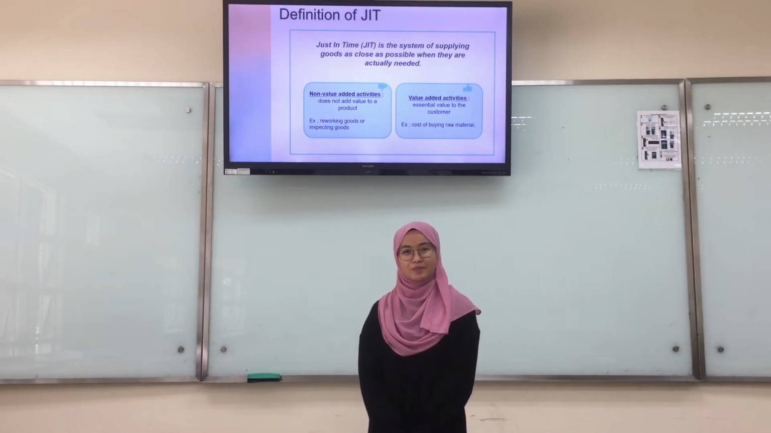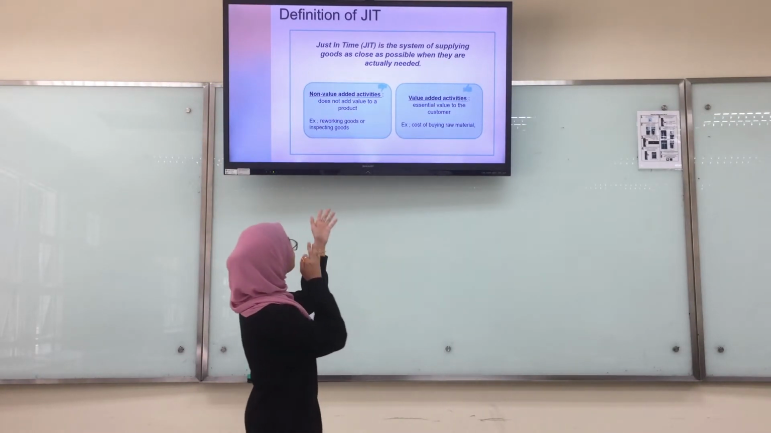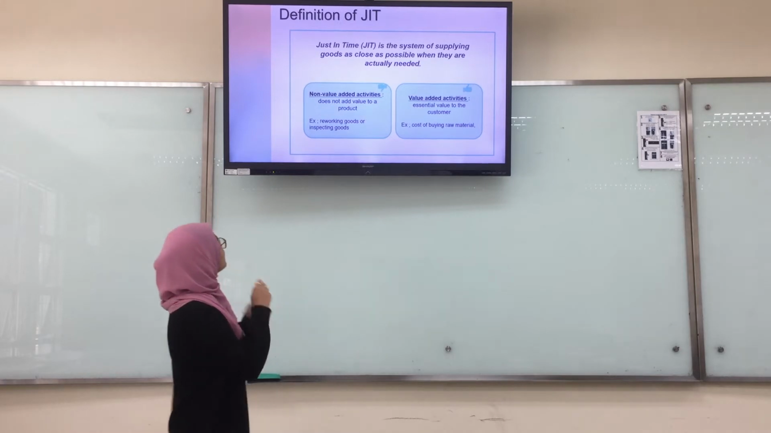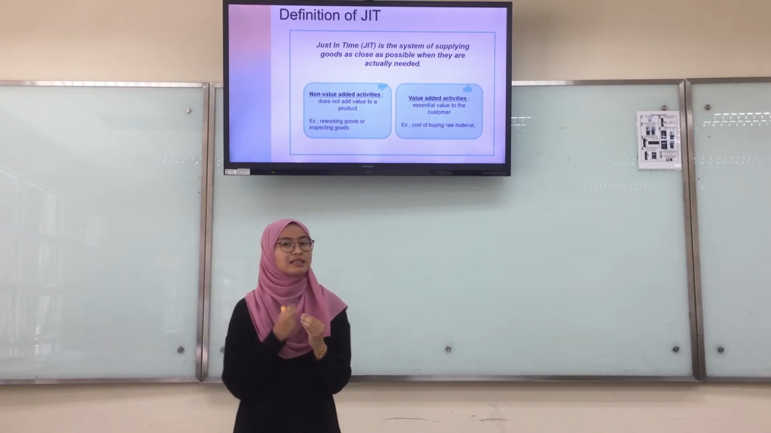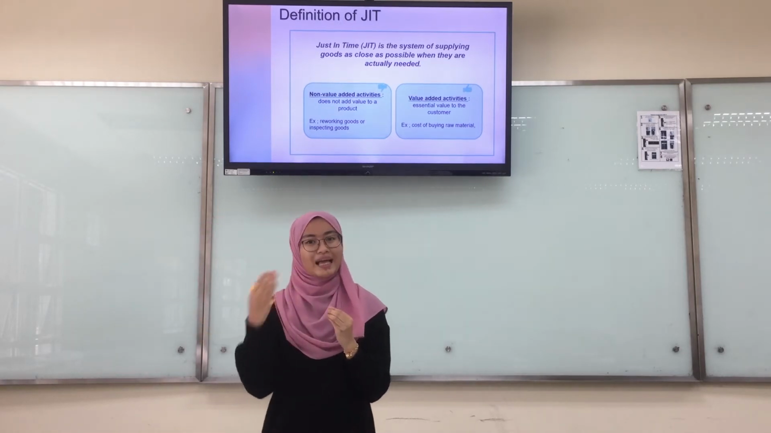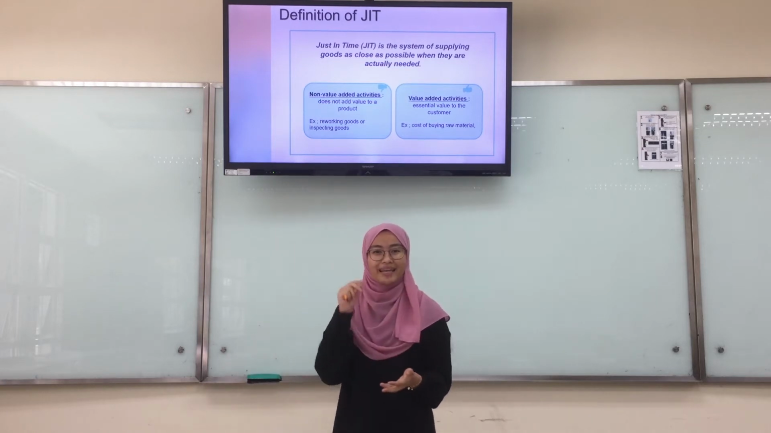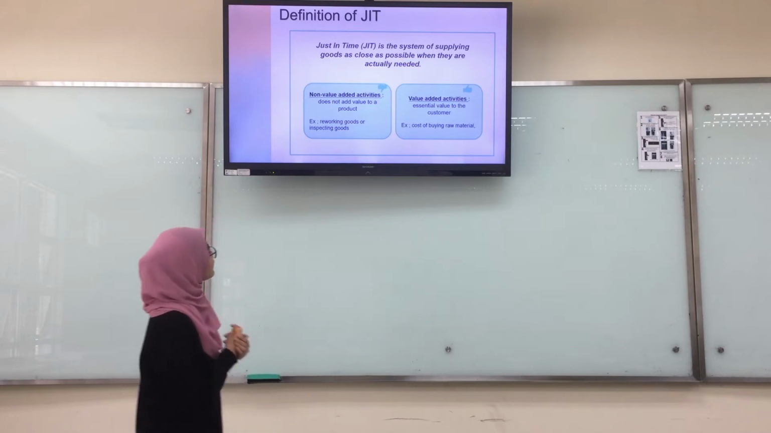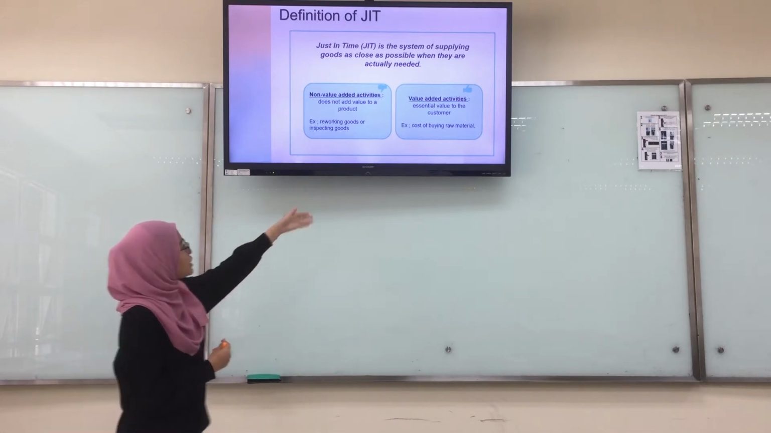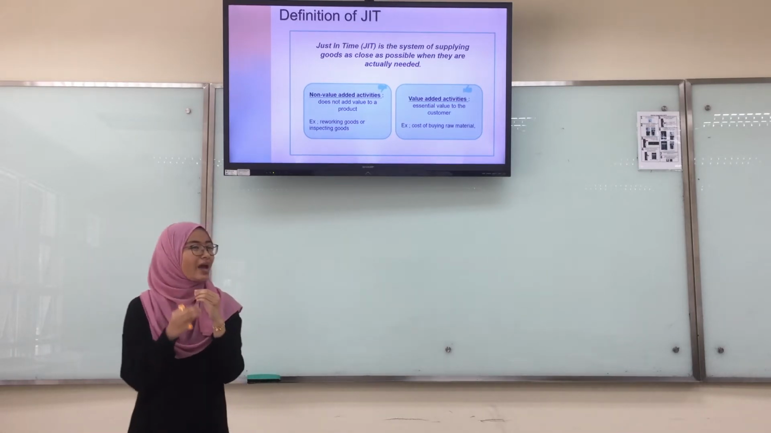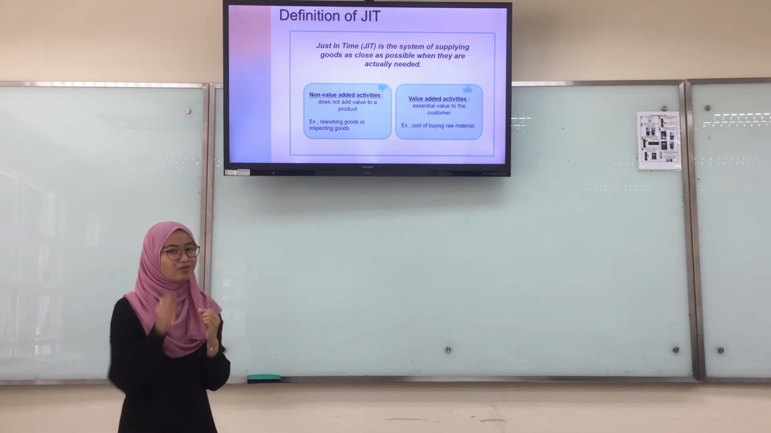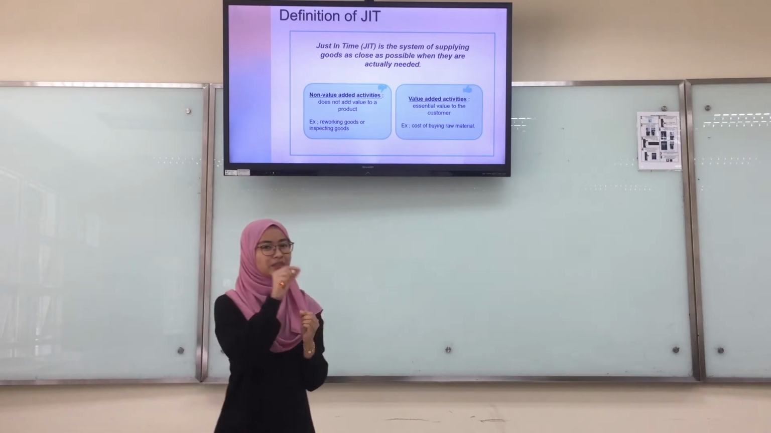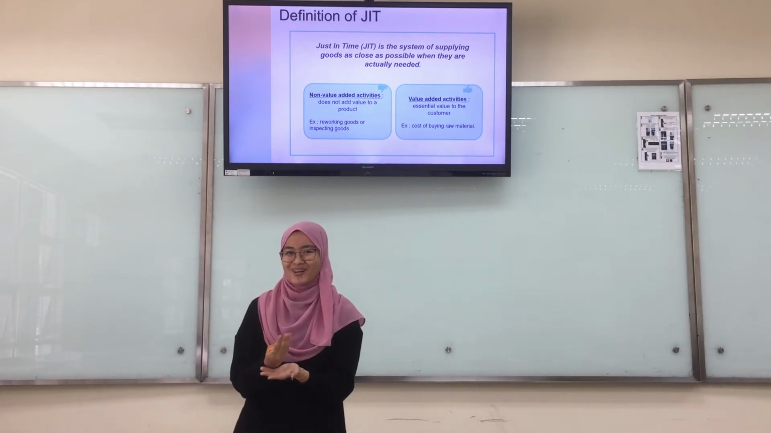Okay, now I'm going to explain about the definition of JIT system. The just-in-time system is a system of supplying goods as close as possible to when they are needed. When we are using JIT system, we include the value-added activities and exclude the non-value-added activities in calculating our production costs.